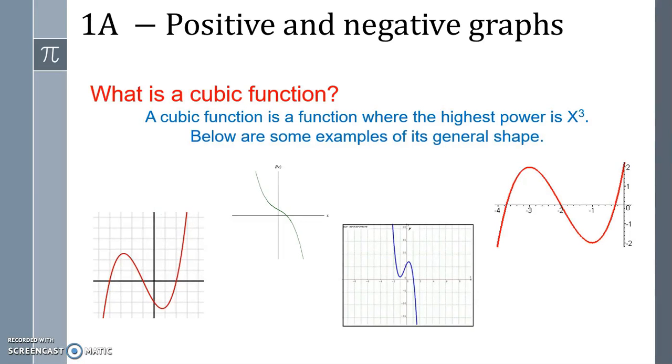Okay, so the first thing we need to know about is positive and negative graphs. So a cubic function is kind of a squiggly line. You can see some examples down the bottom there. And it always has x to the power of 3. Okay, so that has to be the highest power. So if it's got x to the power of 4, it's a quartic. X to the power of 3, it's a cubic. X squared is quadratics, which we've covered before. Okay, so whenever you see x to the power of 3 is the highest, this is what we're looking for, cubic function.